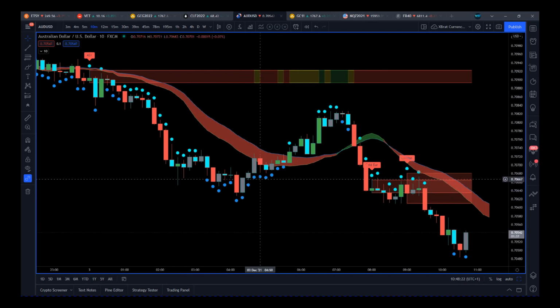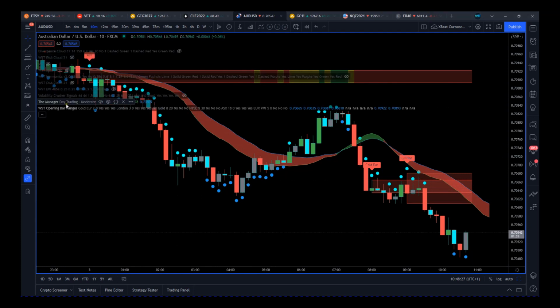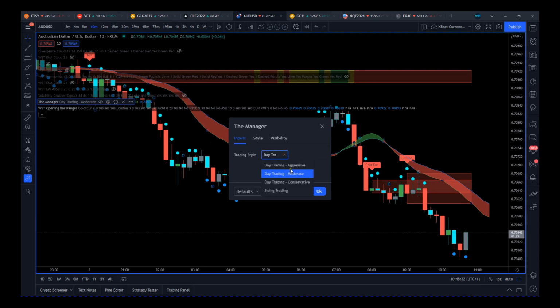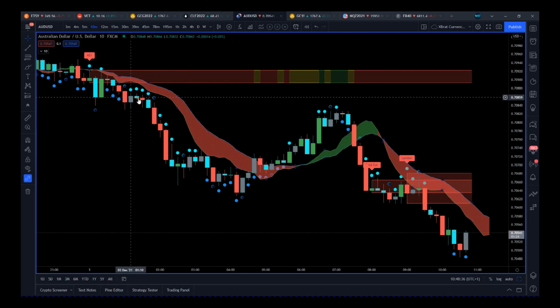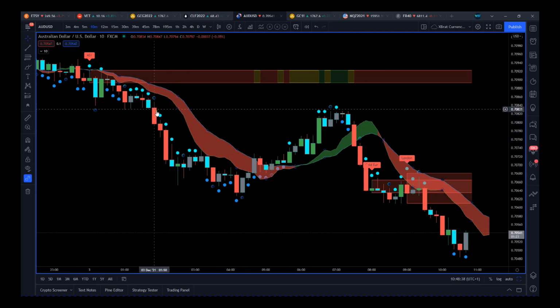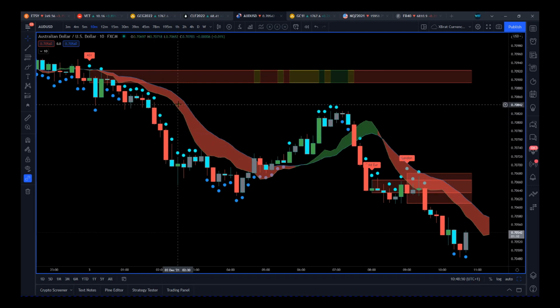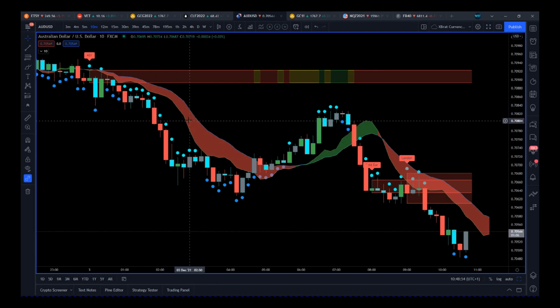Two options here. Once we've had a parabolic move, you can change the manager. It's on day trading moderate at the moment. I can change that to day trading aggressive, because when we have a parabolic move like this, so we have 1, 2, 3, 4 down candles, 3 of them are red, 1 of them is cyan, but all higher than average volume. That's a big move down. That's parabolic. So we use that. For me personally, I then change the manager to day trading aggressive.